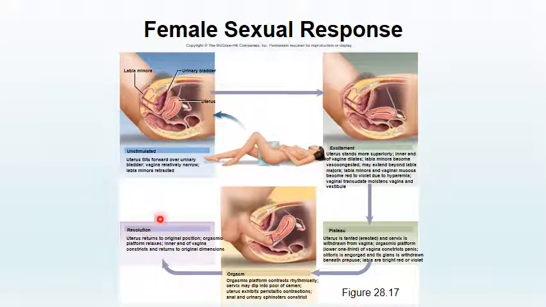A female then will enter into resolution. At this point, the uterus returns to its original position, so it drapes back anteriorly, pointing more towards the belly button. Everything relaxes and we begin to see blood flow moving out of the reproductive organs.